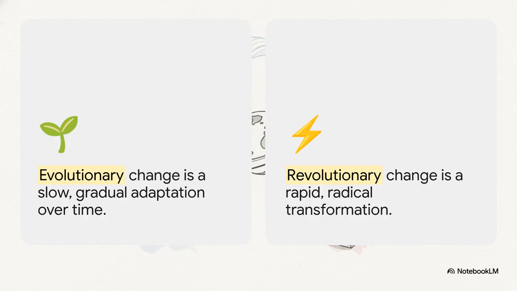First, you have evolutionary change. This is a slow, gradual adaptation, kind of like an agrarian community slowly adopting new methods of farming that eventually boost production and change their entire way of life, but over generations.